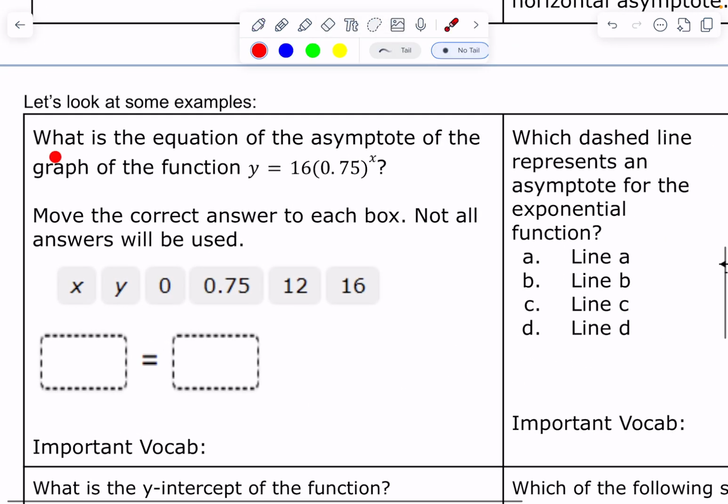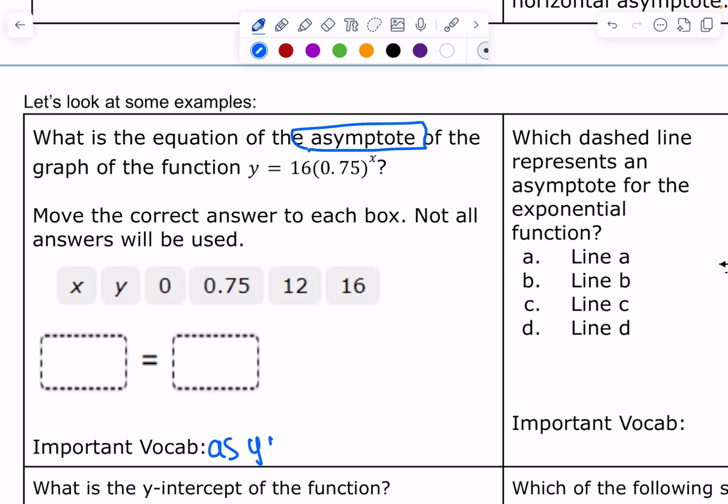So let's try some actual questions. It says, what is the equation of the asymptote of the graph of the function y equals 16, parentheses 0.75, parentheses x? Move the correct answer to each box. Not all answers will be used. So my important word is asymptote.